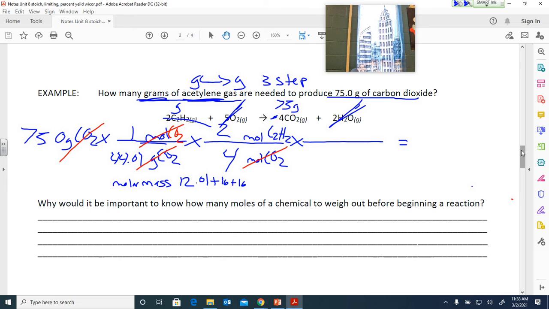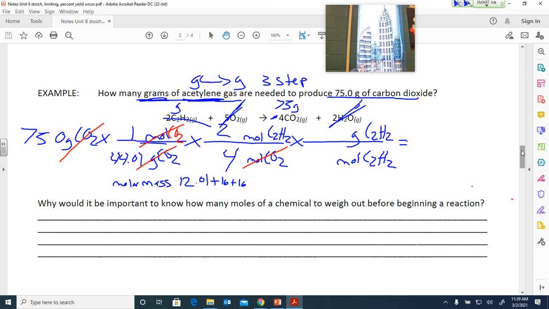But they don't want mole, they want grams. So in our previous 2 problems, this is where we would be done, but this time they said to go 1 step further and tell me how much to weigh out, how much in grams. So I need to get rid of mole of C2H2 now and go to grams of C2H2.